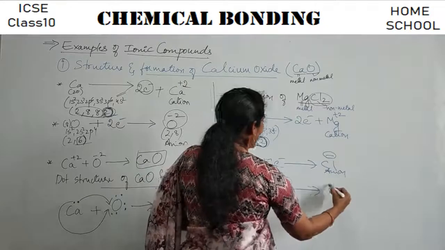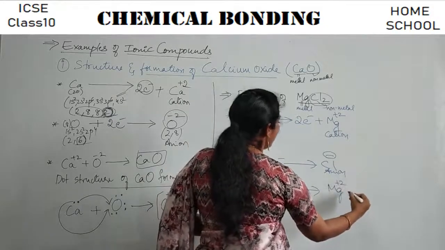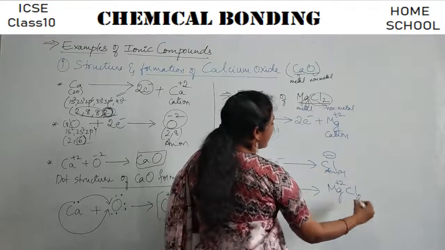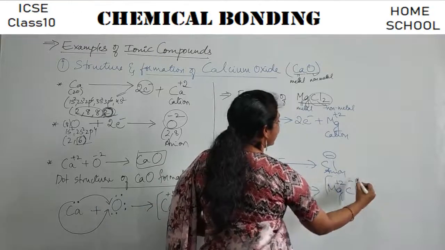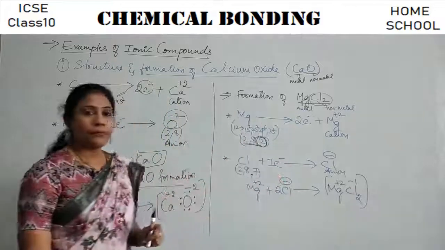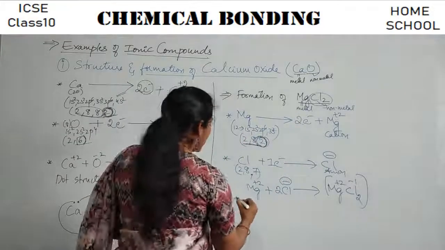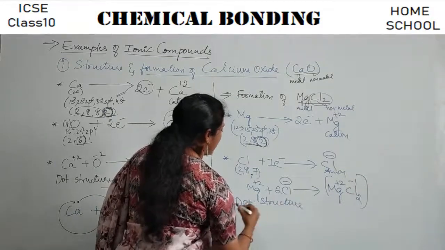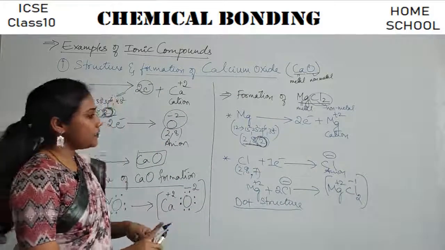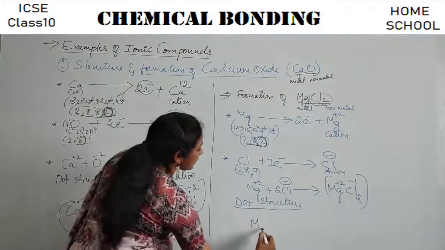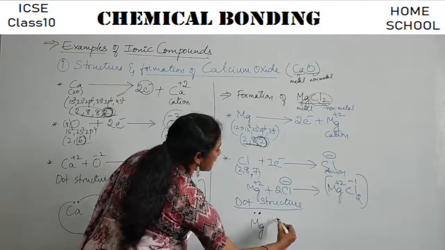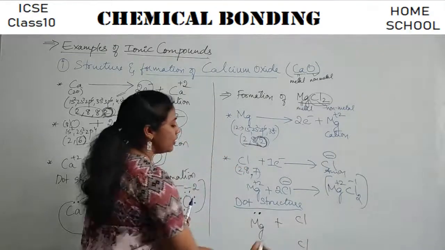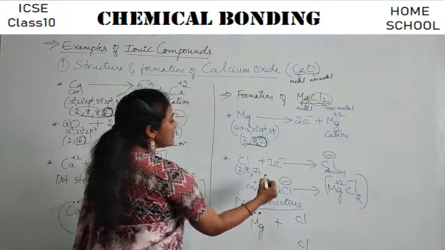So you will get Mg plus 2, and I will write 2 Cl's here, each Cl has a charge minus 1. Okay, fine. And now the dot structure. How do you show the dot structure of MgCl2? Mg, 2 dots plus 2 Cl's. 1 Cl here, another Cl here you can show. Each Cl has how many valence electrons?